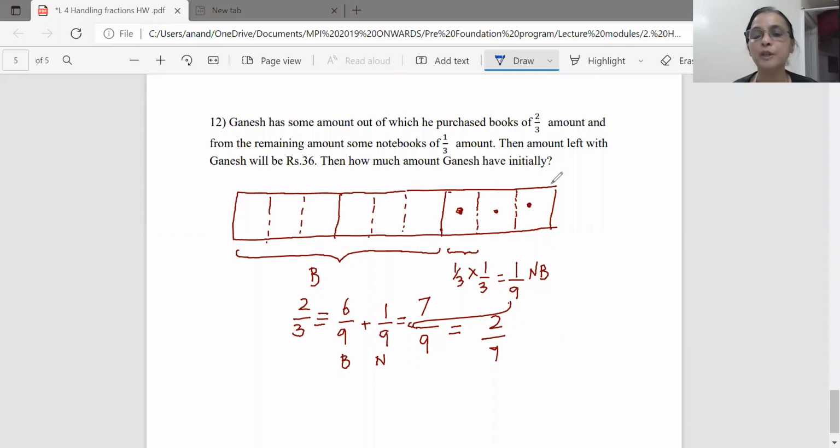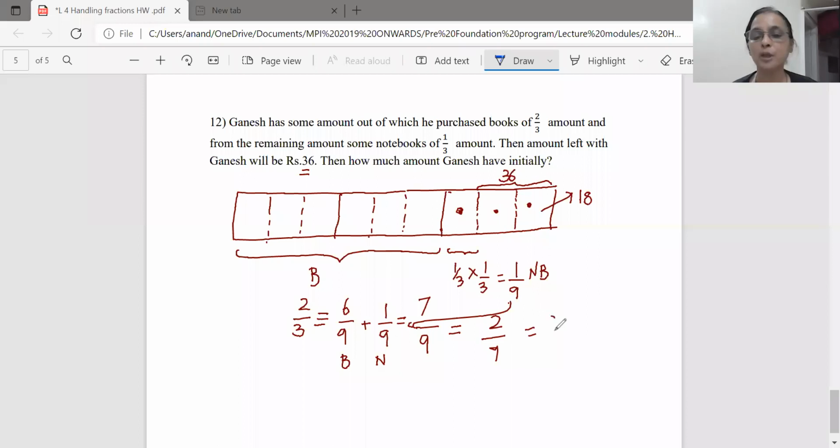This much part is left with me, and this much part is 36. After spending 2/3 of the whole amount on books and 1/3 of the remaining amount on notebook, what remains with me is 36 rupees. This is 2 parts out of 9. So what will be 1 part out of 9? I will go by unitary method, because 2 parts and 9 parts is not a direct. I want to find what is 9/9, correct?